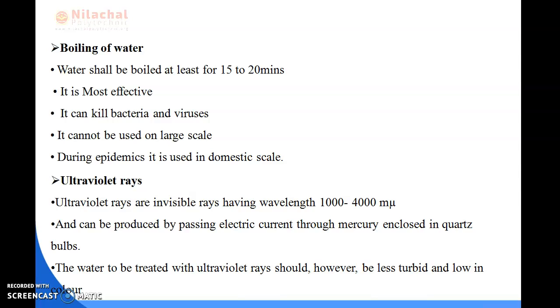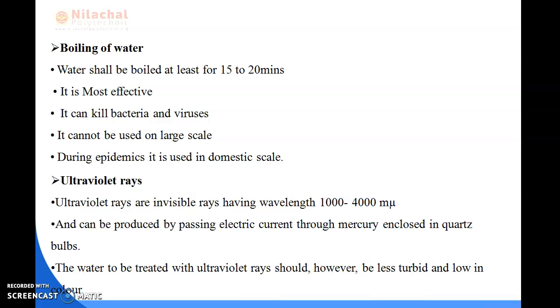As all of us know, when we boil the water for 15 to 20 minutes, it is very effective for us, and it can kill the bacteria or any type of virus. You can see that now the coronavirus is continuing, and we are using the water by boiling it. Okay, so we can say that by boiling the water we can use it for any type of purposes.